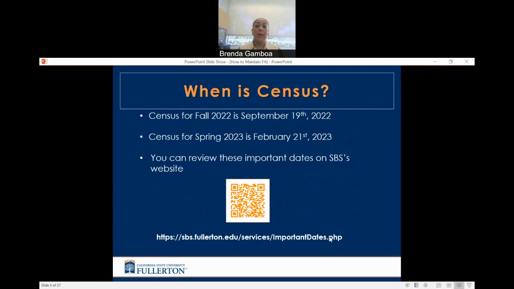So it's really important that you are aware of these dates, and they are available on Student Business Services website. The census date for fall 2022 was September 19th, and the census date for spring 2023 is going to be February 21st, 2023. You can scan the QR code and it'll take you directly to the website. Keep in mind that this website is updated every academic year, so you can go on here to see what the next census dates will be.